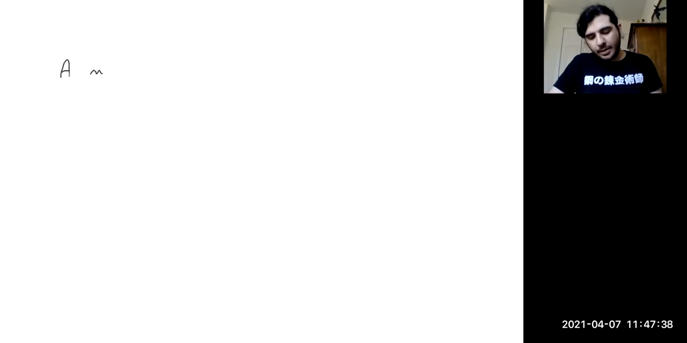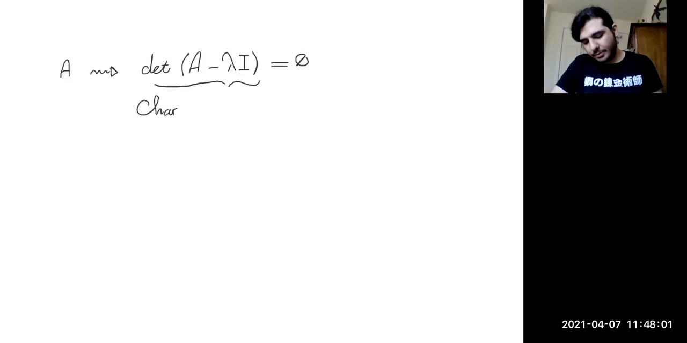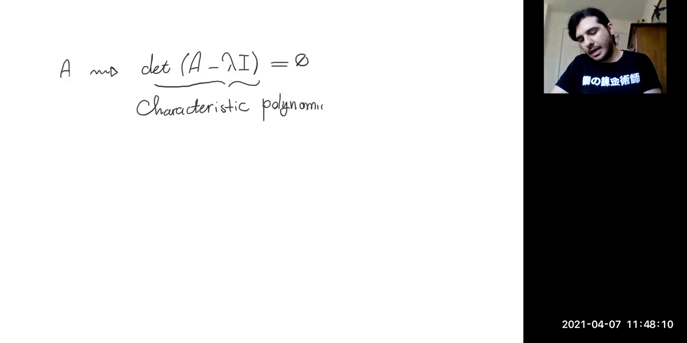And remember, to A, we can assign a kind of matrix polynomial, which is determinant of A minus lambda I. And setting that equal to 0 gives us an equation, right? This polynomial is called the characteristic polynomial. And remember, the roots of this polynomial, different values of lambda satisfying this, are called eigenvalues.